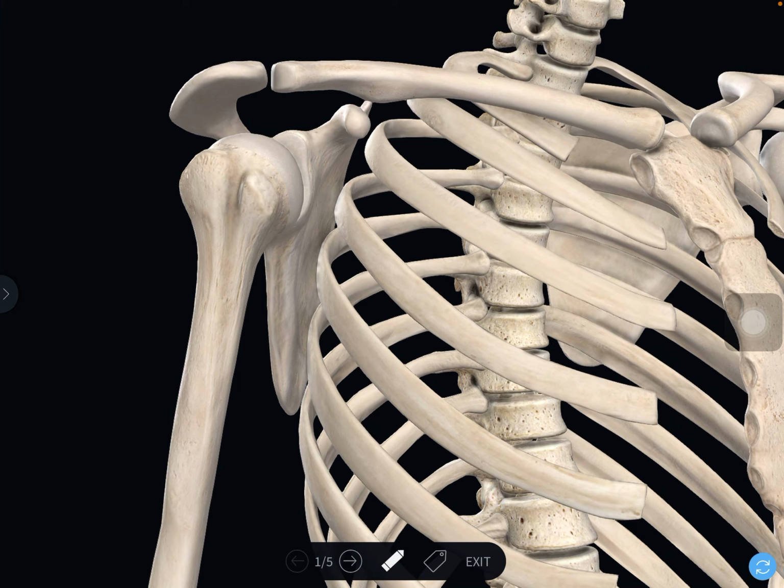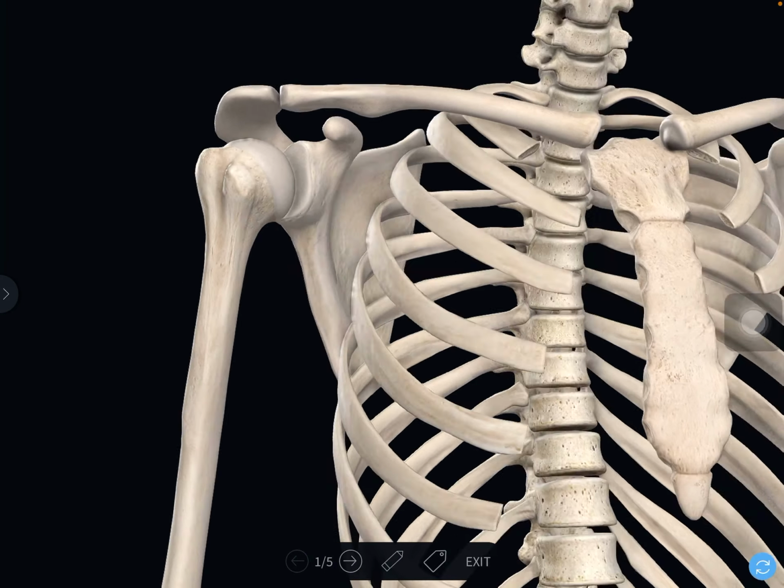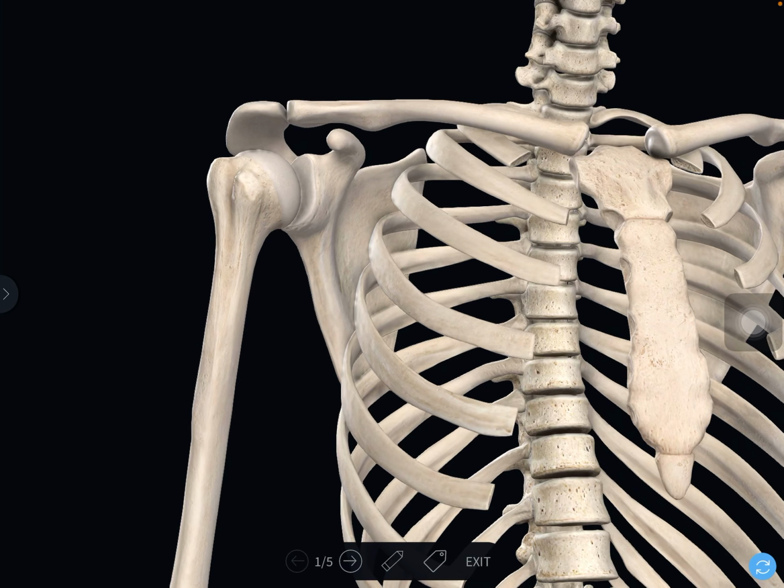I think you should have understood the boundaries of the axilla, which is somewhat a difficult topic for the beginners. So we have dealt with the boundaries of the axilla and the contents of the axilla in this video. We will continue with the axillary artery and brachial plexus in the next video.